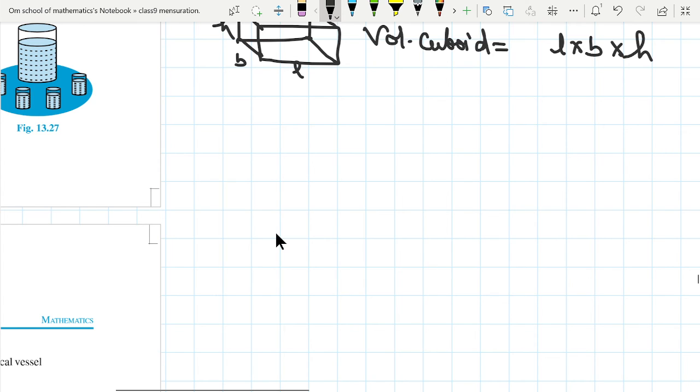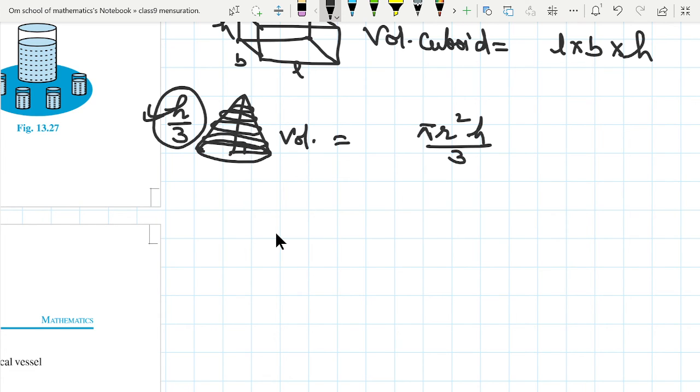1 by 3 pi r square h. Correct. So the volume is 1 by 3 pi r square h. Clear?